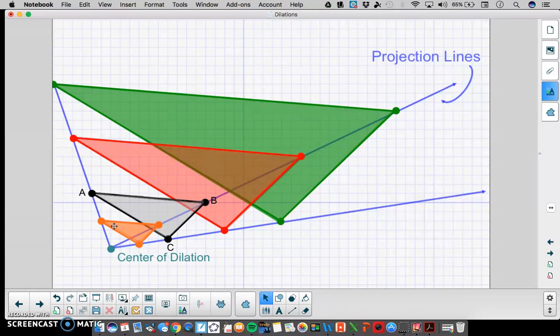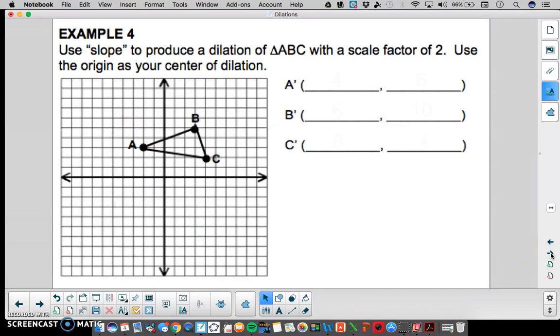Notice how it is closer to my center of dilation than my original figure. It's actually half as close. That original distance here was over 6 up 1. Notice that's over 3 up 1/2. All right, let's actually try it with a triangle on the coordinate plane.